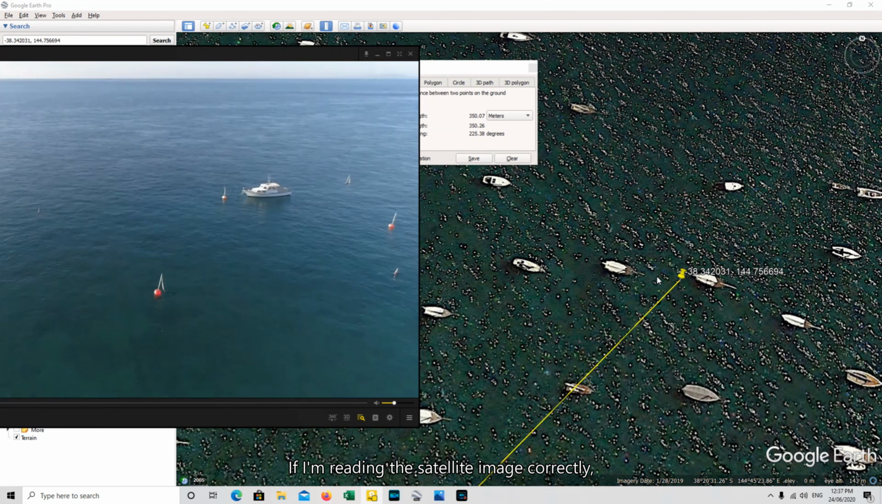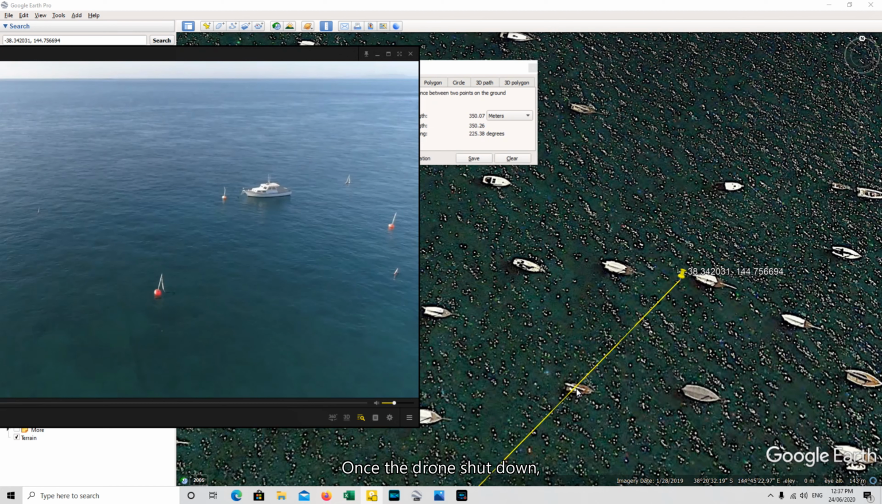If I'm reading the satellite image correctly, then these two pictures, the last known GPS coordinates on the right and the last image sent back from the drone on the left, are incongruent. That's because it looks to me like the image on the left was taken from around this point here. This discrepancy just means that I have a larger search area.